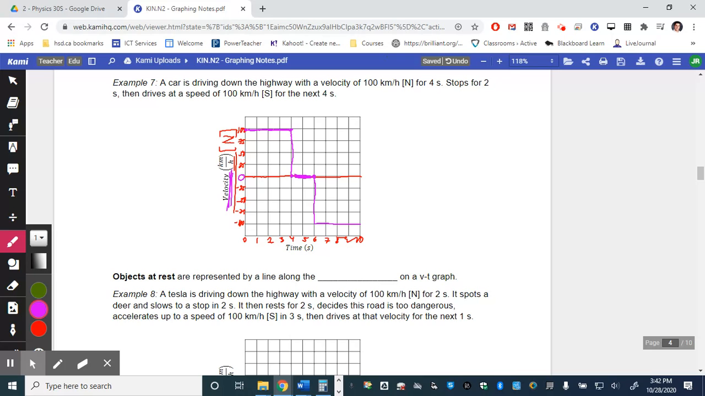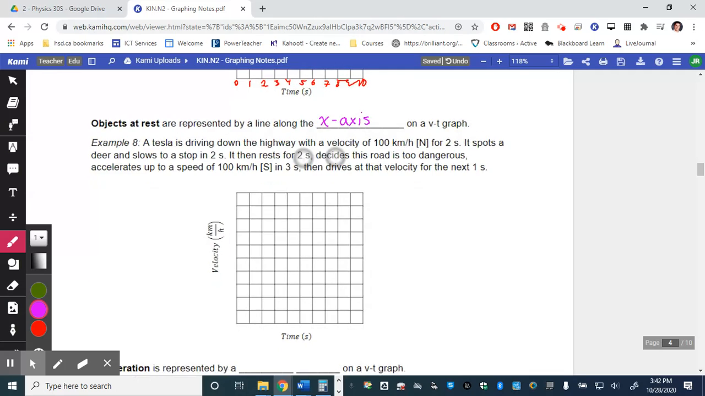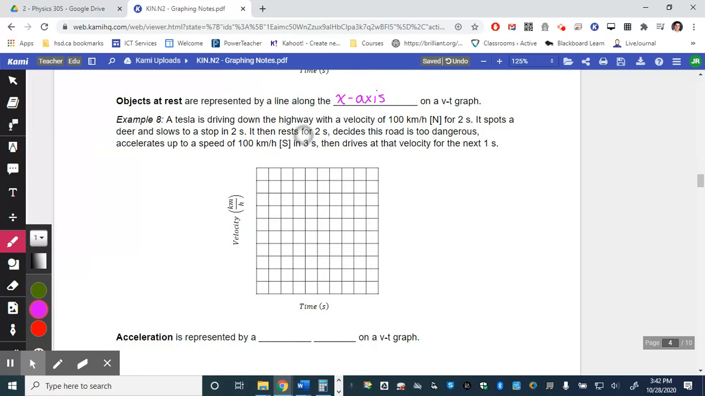So objects at rest are represented by a line along the x-axis on a VT graph. Okay, this is called the x-axis, right? In math, you always do x, and up and down is y. That's how you always do it. And so anything along the x-axis, that's at rest. Okay, so let's do one more example here.